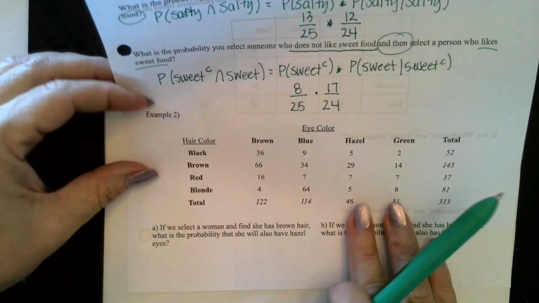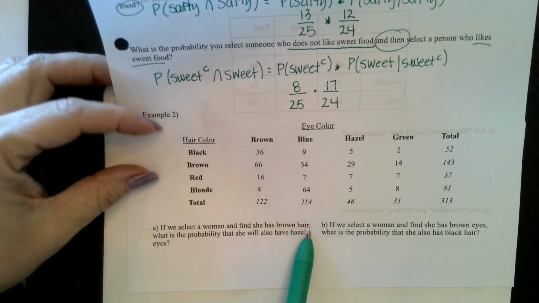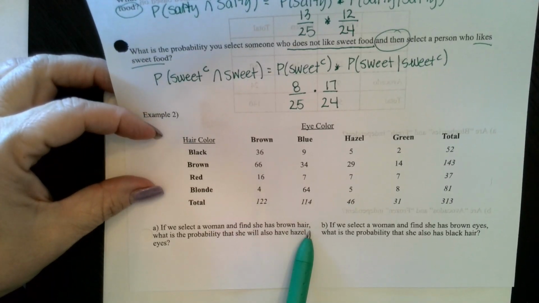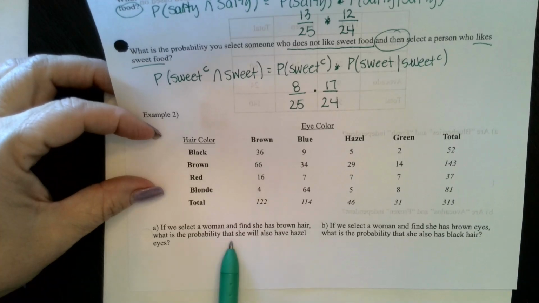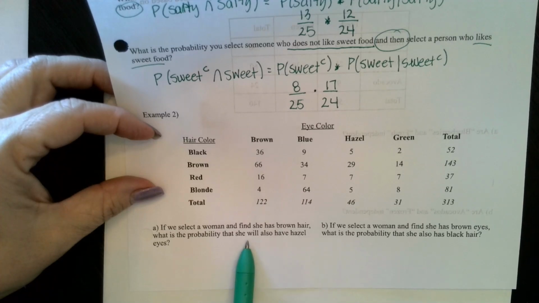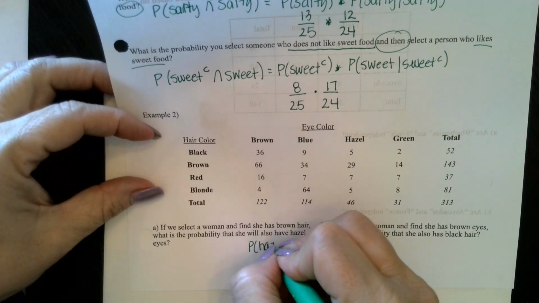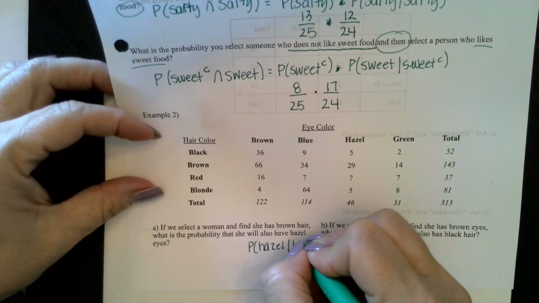Now, if we look at this one, it says, if we select a woman and find she has brown hair, that's an event, right? So probability of brown hair. What is the probability she will also have hazel eyes? Now, in this case, we're saying that this would be the probability that she has hazel eyes given she has brown hair.